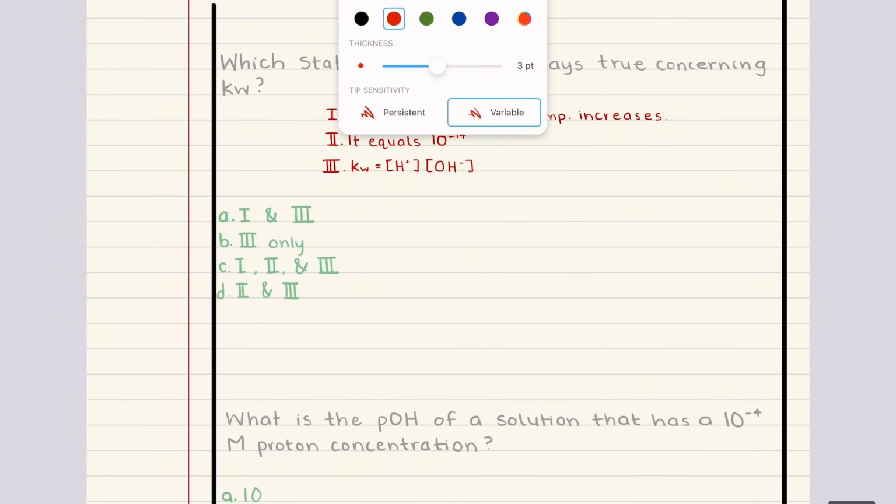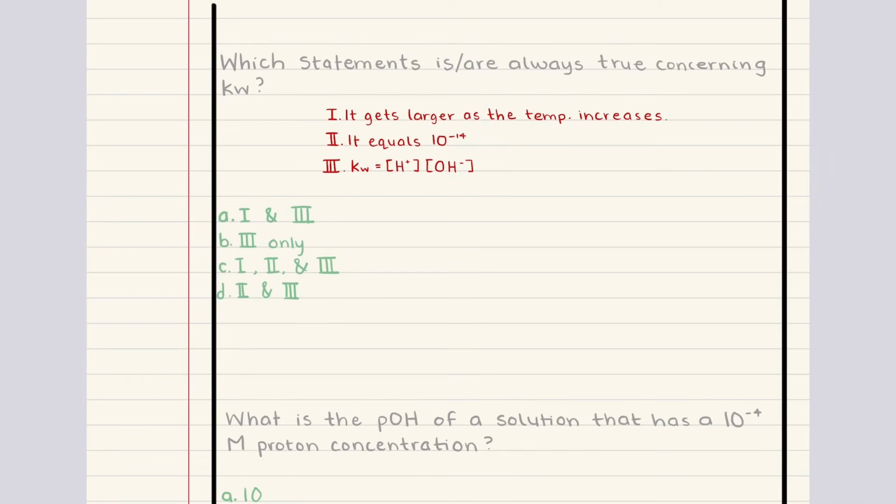Let's start with the first problem, which asks which statements are always true concerning Kw. We're going to work through each statement. Statement 1 says that Kw gets larger as temperature increases. Now, the autoionization of water is endothermic, so adding heat shifts the equilibrium towards more ions. And as temperature rises, Kw increases. So this statement is true.